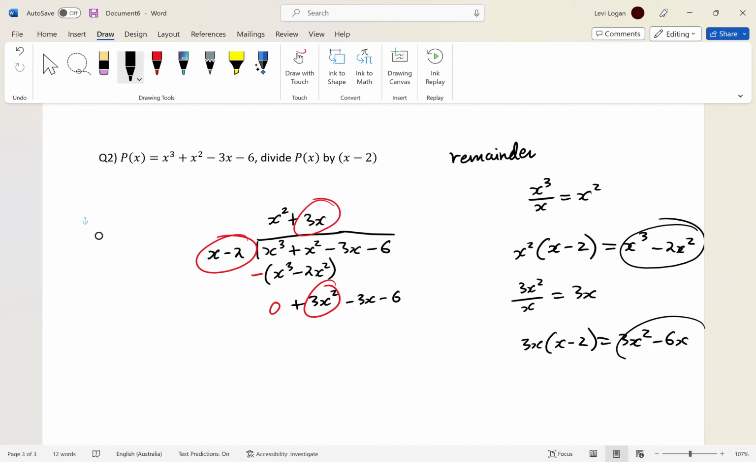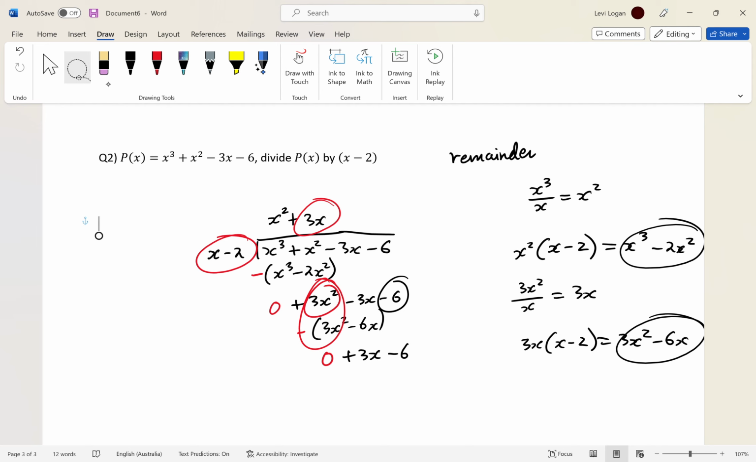Right? Then whatever you have here, you're going to place it down here in brackets. So you're going to have 3x squared minus 6x. And you can put a negative sign here. So we're going to complete this. So 3x squared minus 3x squared is going to be 0. Negative 3x minus negative 6x is going to be positive 3x, and we're going to move this negative 6 down here, right?